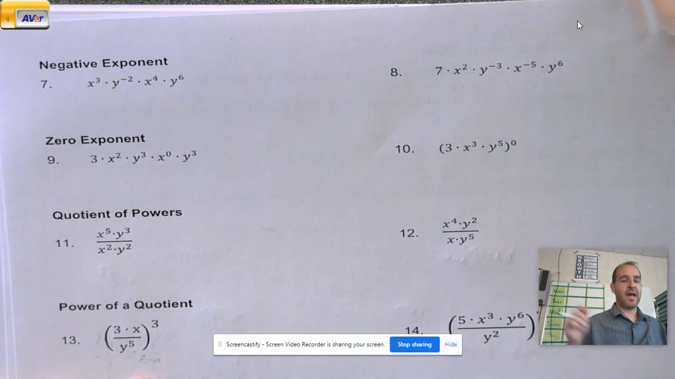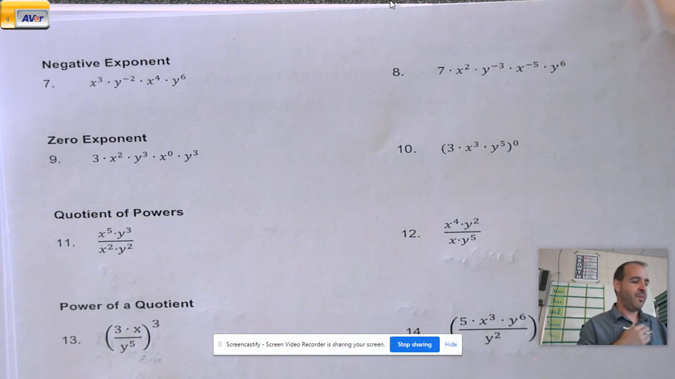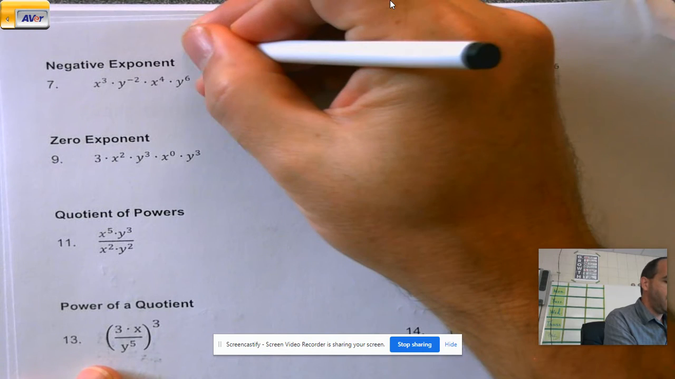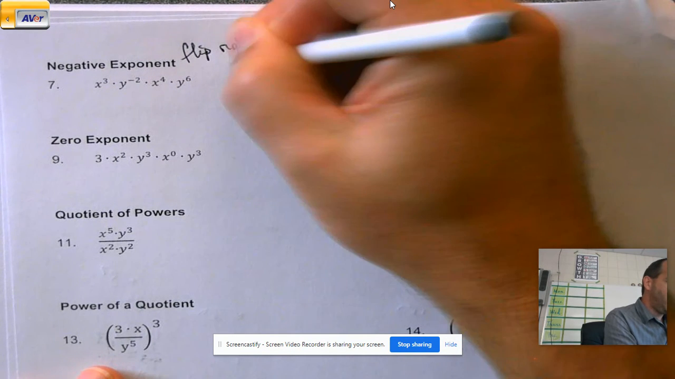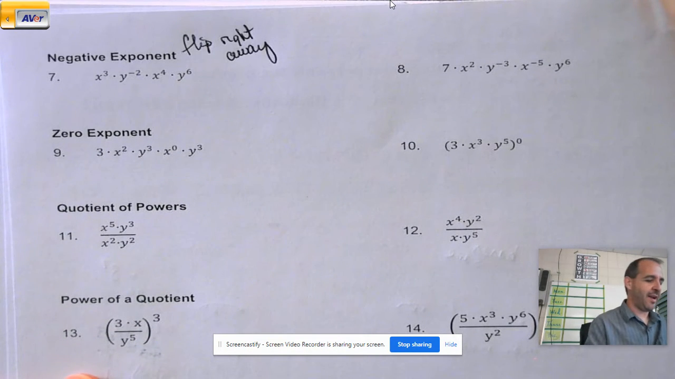Negative exponents. Okay, here's my theory. Me with negative exponents, I like to flip them right away. And the reason for that is it keeps me from having negative numbers later. What you do is up to you. I'll show you 2 ways on number 7, and I'll kind of let you decide here.